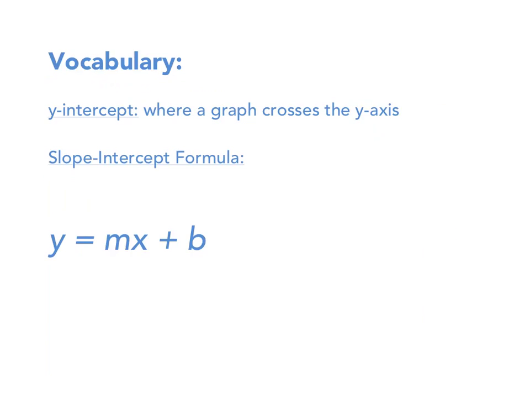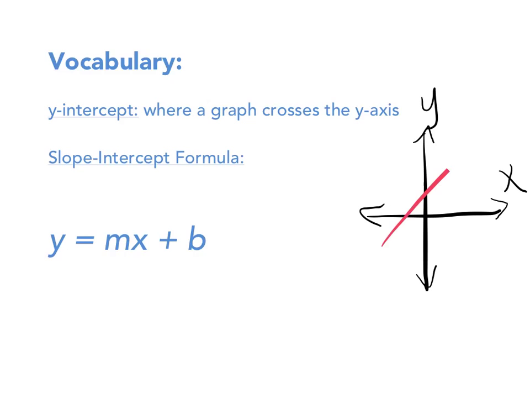Vocabulary you need. We've spoken about this in class before, but I just want you to have the solid definitions in your notebook. So the y-intercept is where the graph crosses the y-axis. So if we have an xy, we know this is x, we know this is y, and I have a line, draw another line too. Wherever those lines cross the y-axis, that is the y-intercept. So the slope-intercept formula is what you really need to have.